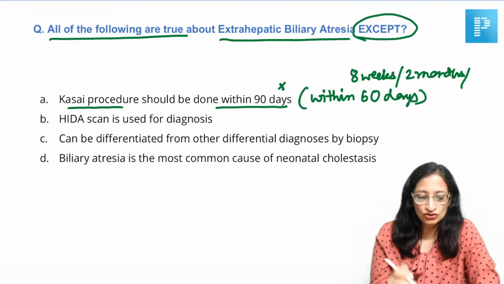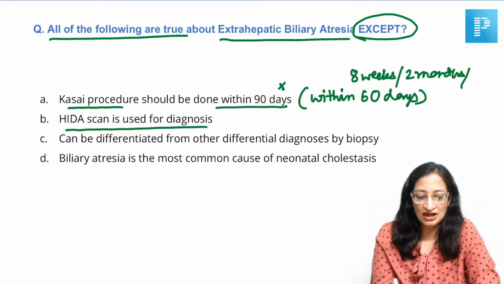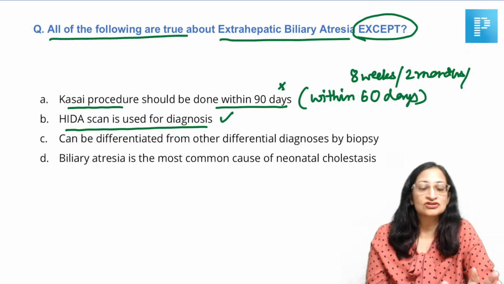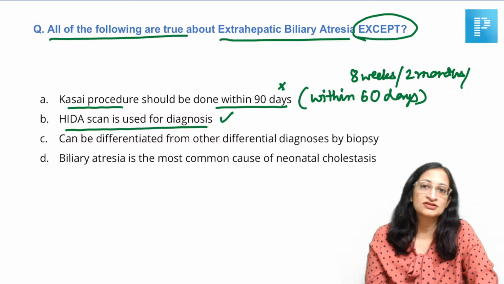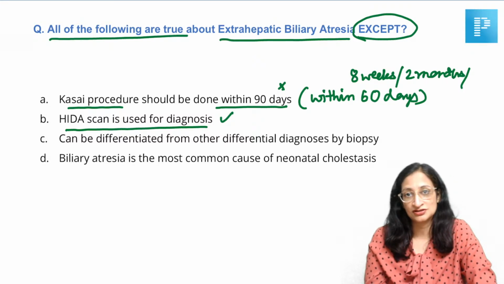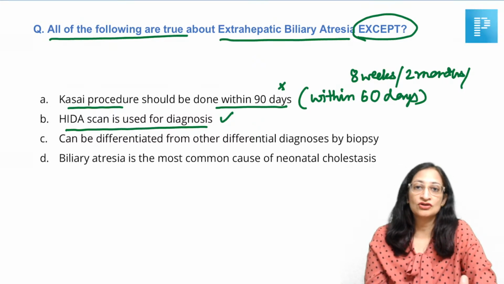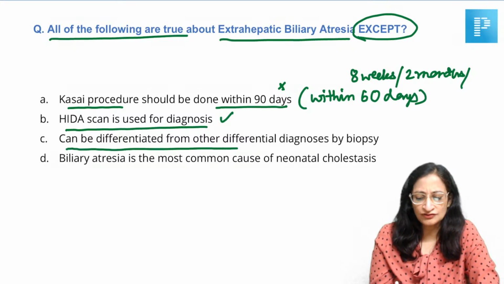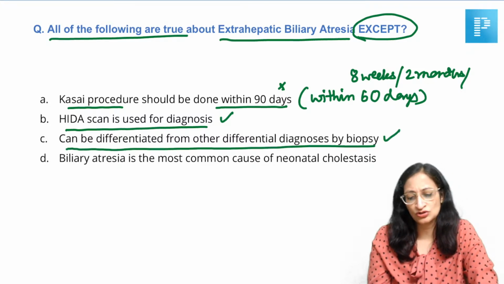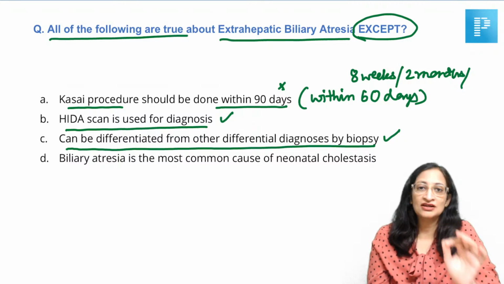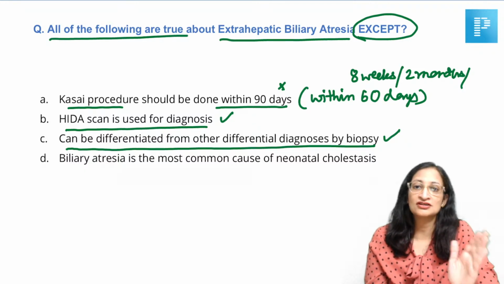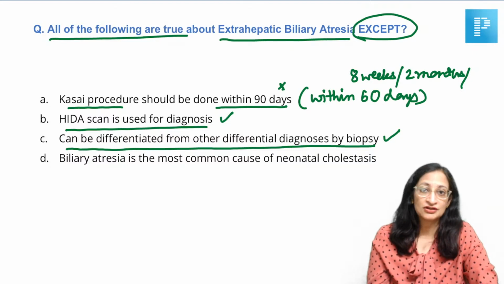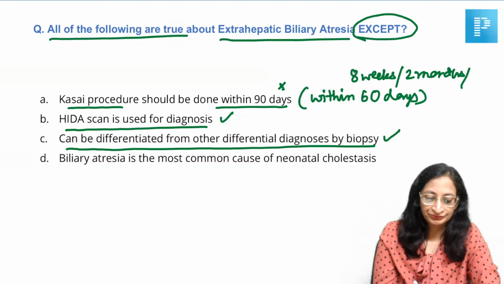HIDA scan is used for diagnosis is true. HIDA scan is used for diagnosis, though it is not confirmatory. It is one of the tools used in the diagnosis of biliary atresia, but it is definitely not a confirmatory tool. It can be differentiated from other differential diagnoses by biopsy. Yes, liver biopsy is a very important modality to differentiate biliary atresia from other disorders where you get neonatal cholestasis. This is also correct.